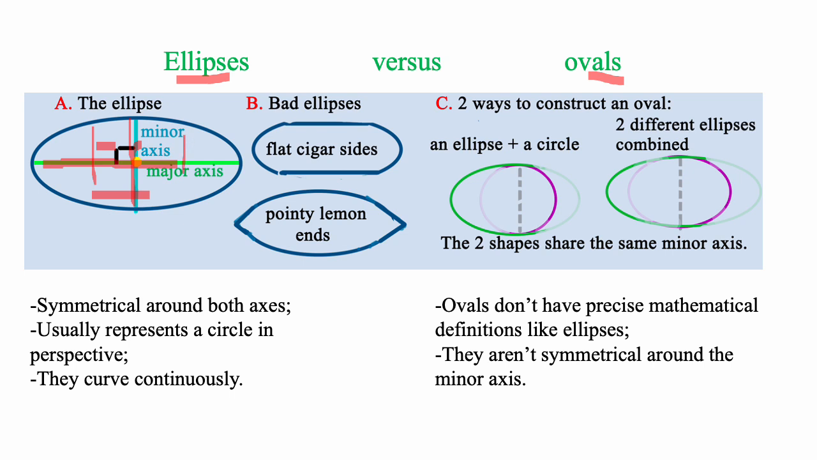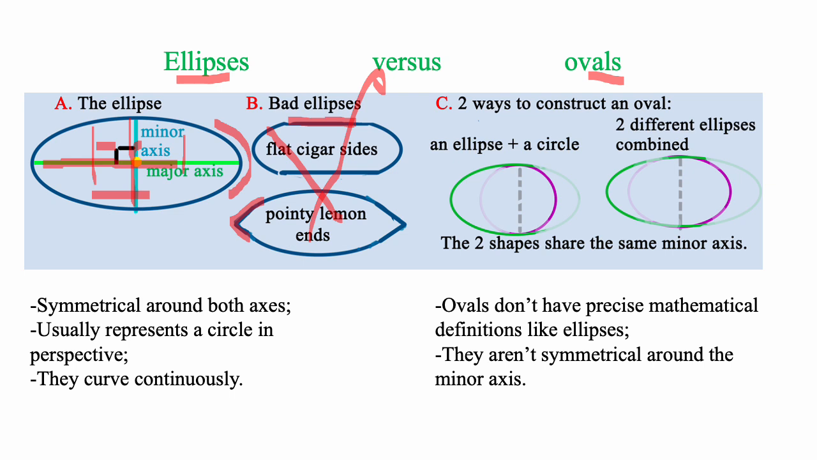The two axes can vary in an infinite number of ways. When they're almost equal, the ellipse is a circle. When the minor axis shrinks, the ellipse approaches a line. And ellipses curve continuously, so avoid flat shapes like a cigar or pointy ends like a lemon. Don't do either one of these.